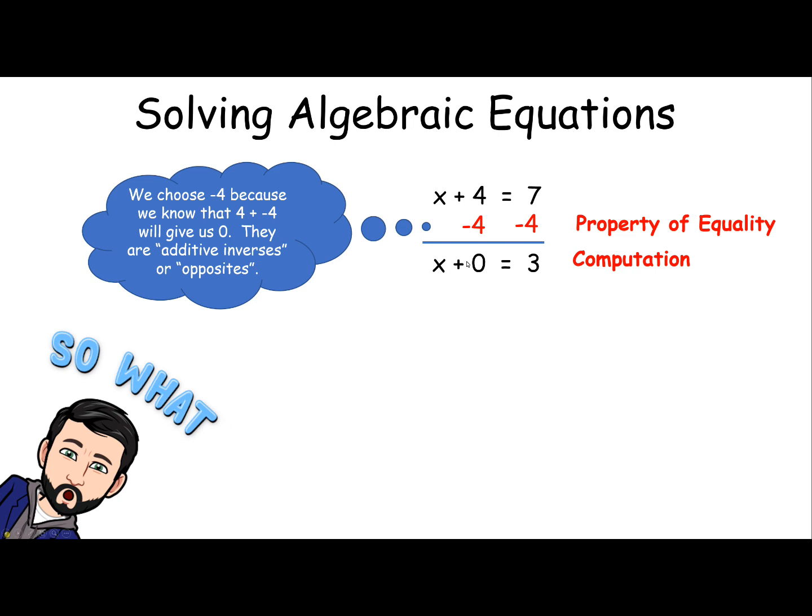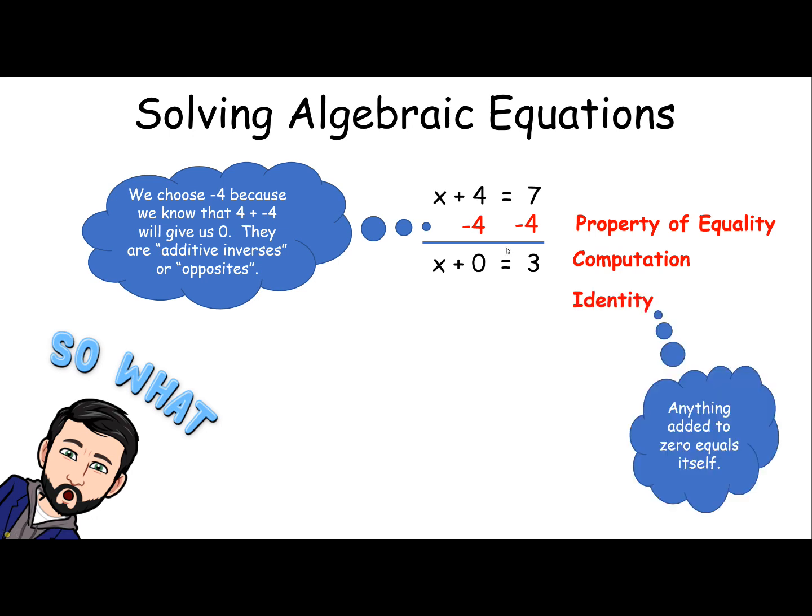And we said we wanted this to be a plus 0 because when we use the identity property, which says anything added to 0 stays the same or does not change, we get the x by itself and we find out that x has a value of 3. This is actually one of the examples. I think it's the first example we did in that lesson. I put it up here just to remind you of this pattern: equality, computation, identity, and to remind you that this is the basic principle we use when solving algebraic equations.